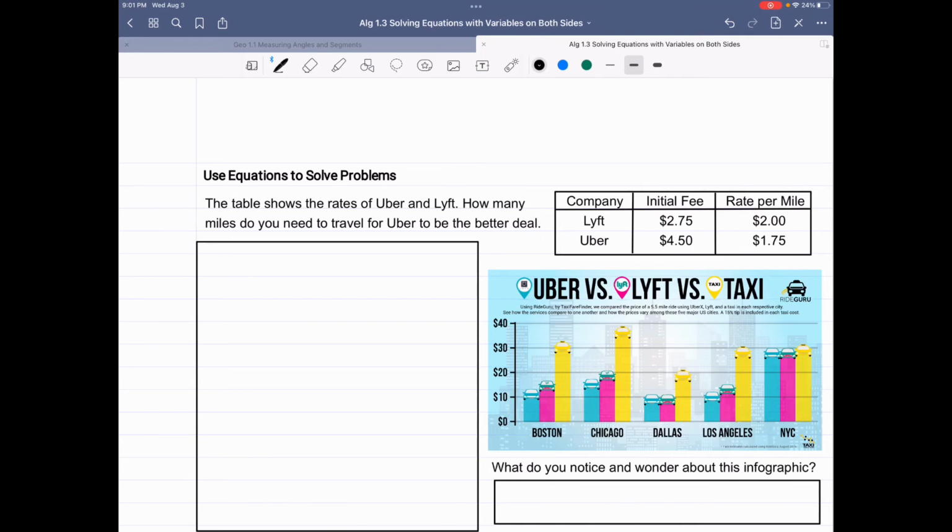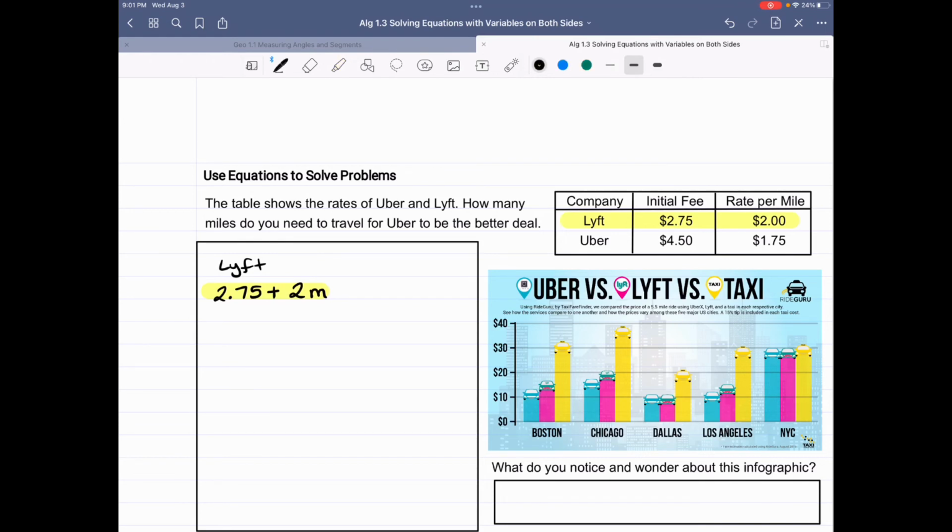All right, so we have Lyft. Lyft has an initial fee of $2.75, and then it's $2 per mile. So we're gonna put Lyft. First it costs $2.75, then it costs $2 per mile. So I'm going to write it as an expression, 2.75 plus 2m. Then we have, and I'll highlight that's for Lyft.